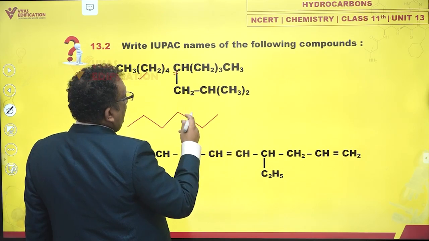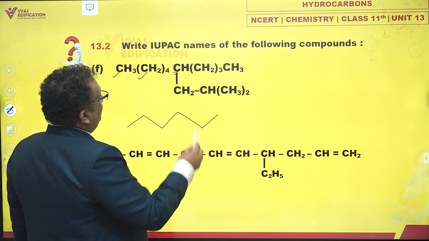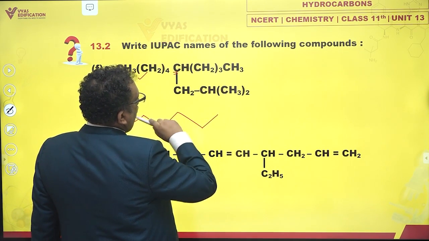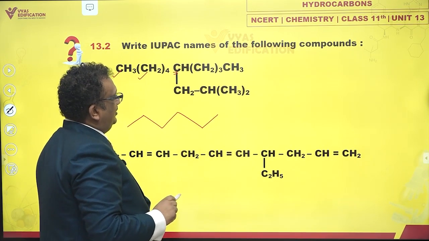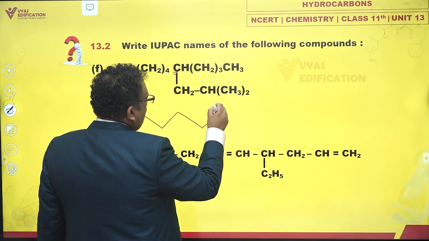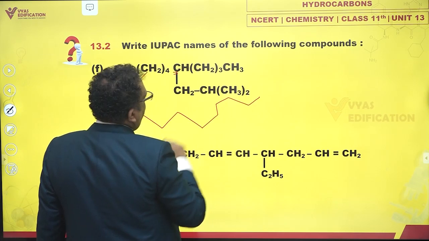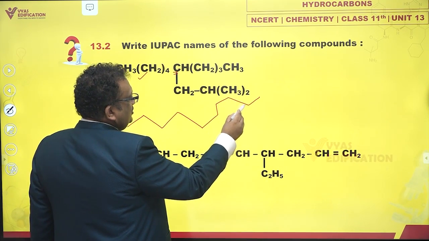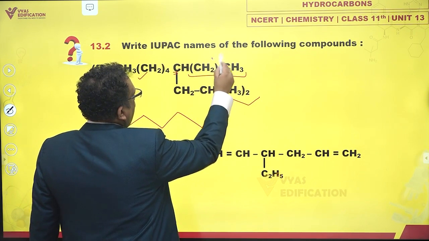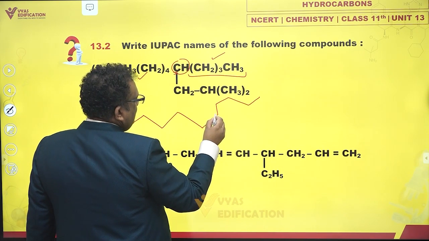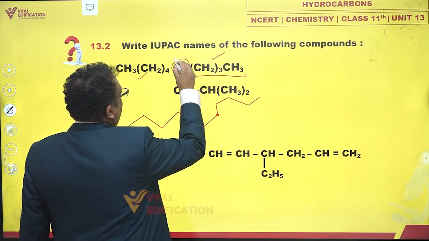And that group now divides into 2 portions. I have CH2, CH2, CH2 3 times and then methyl. CH then CH2, CH2, CH2, CH3. CH2, CH2, CH2, CH3. This is that carbon we are talking about. This one.